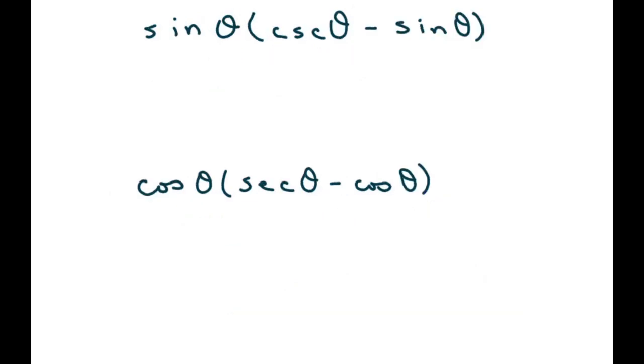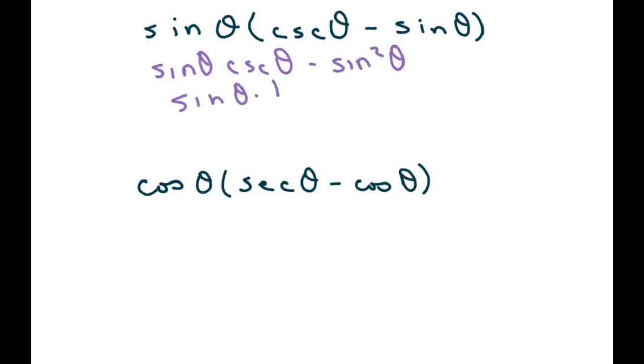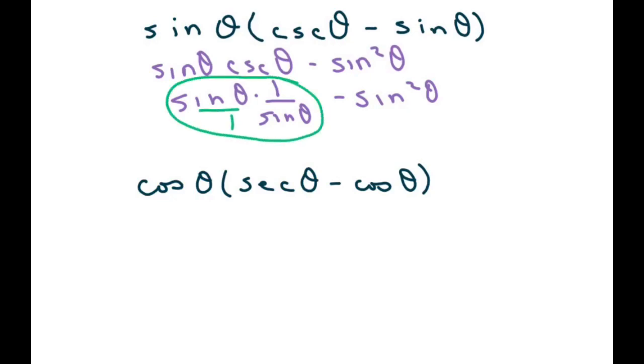Okay, the next one is this one. So I think on this one I'll go ahead and distribute. So you get sine of theta times cosecant of theta minus sine squared of theta. And then what we're going to do is write this as sine of theta times 1 over sine of theta minus sine squared of theta. Well, this just equals 1. So 1 minus sine squared of theta equals cosine squared of theta.